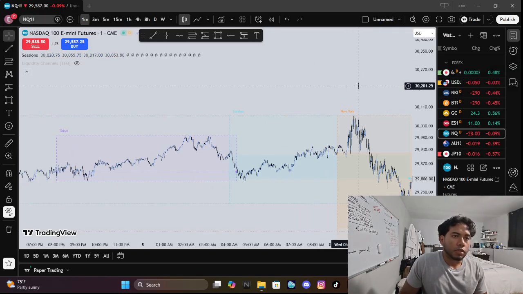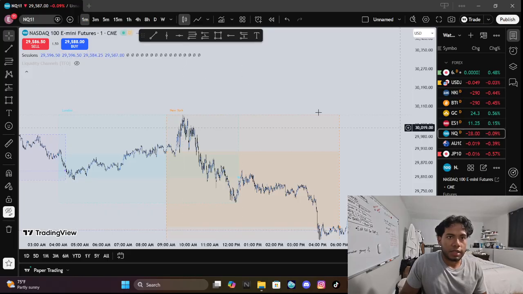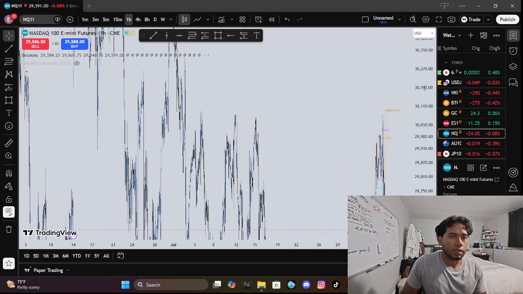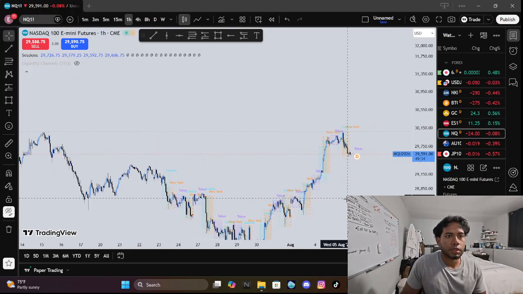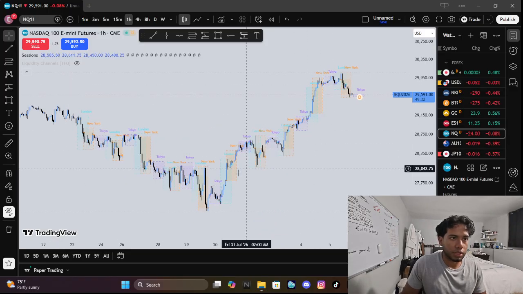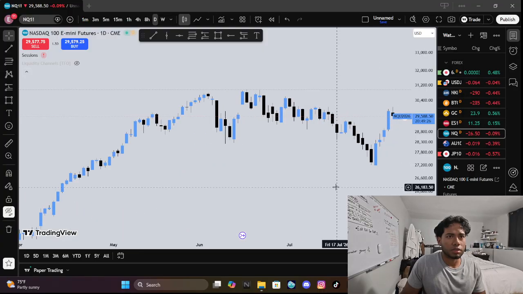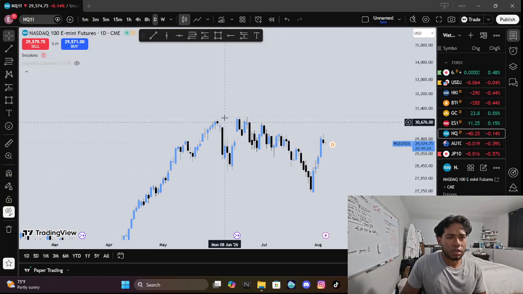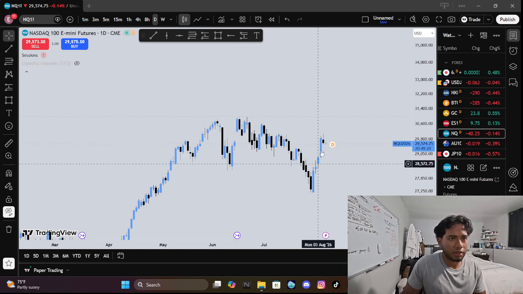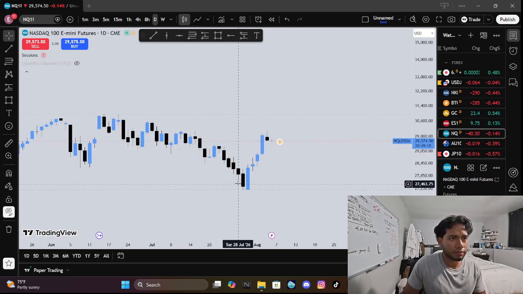Moving on, we're going to be doing some technical analysis, right? So this is the Nasdaq NQ, whatever you want to call it. Let's go to the 1 hour chart. And we are pretty bullish on the 1 hour chart. Let's go to the daily chart. Daily chart, still pretty bullish. It's a bit of a reversal on the daily, but overall pretty bullish, right?